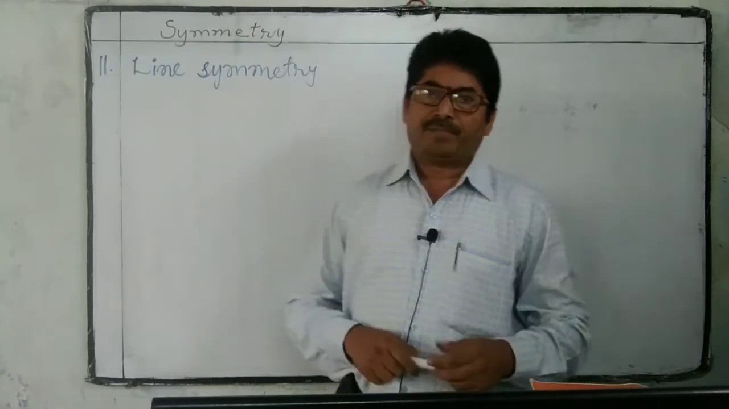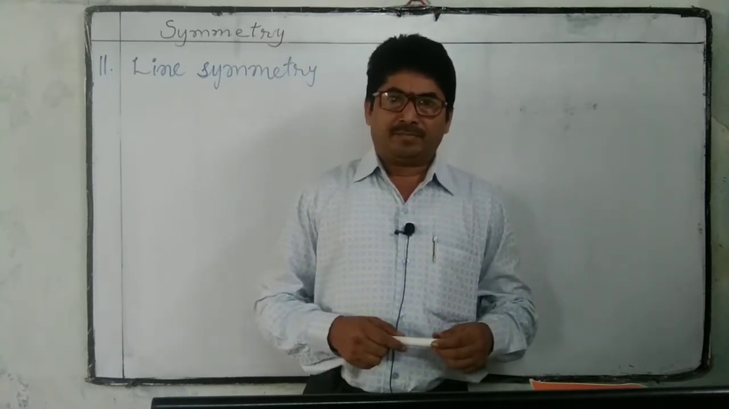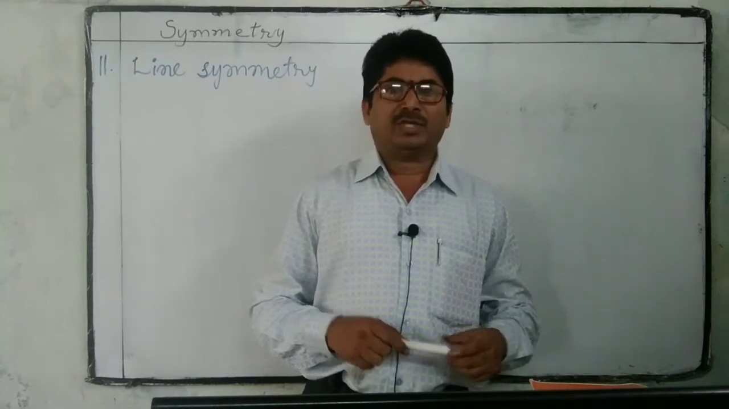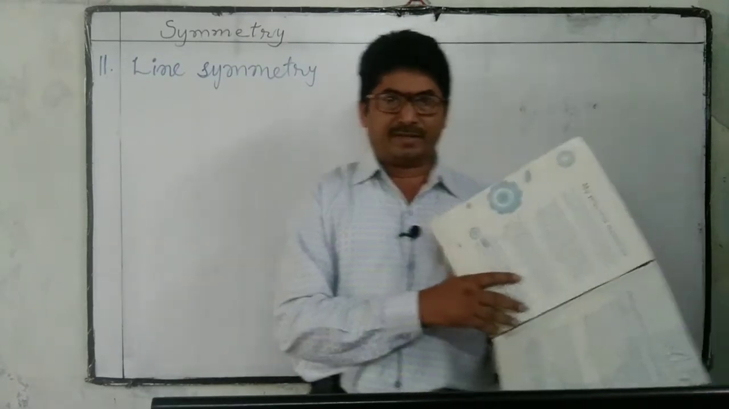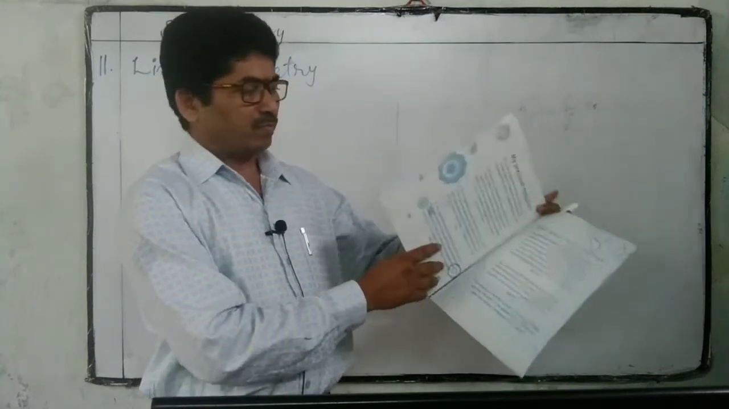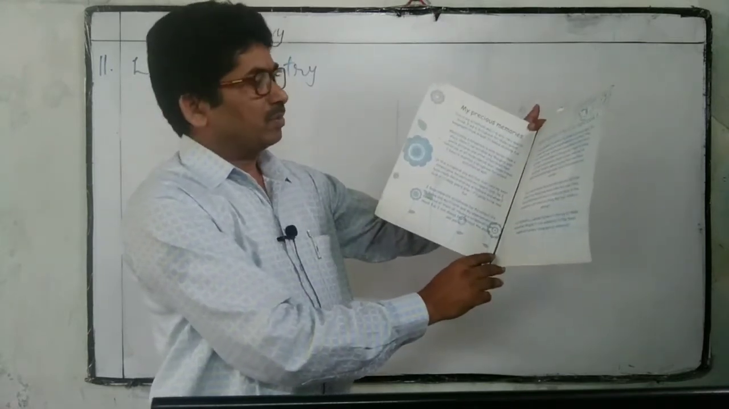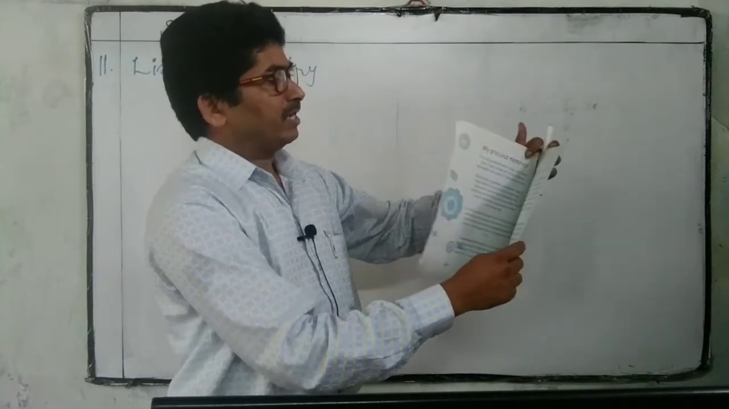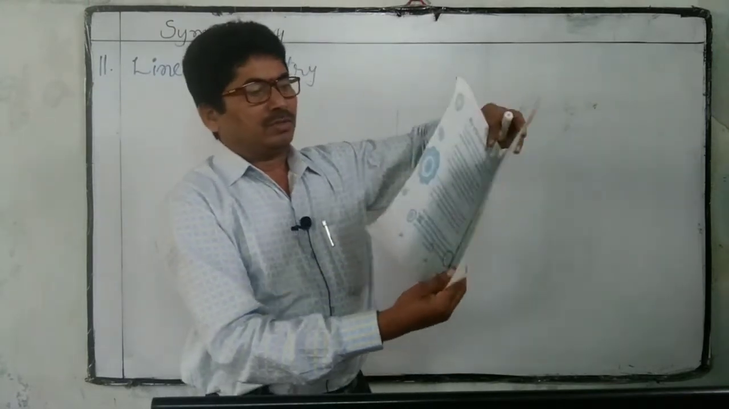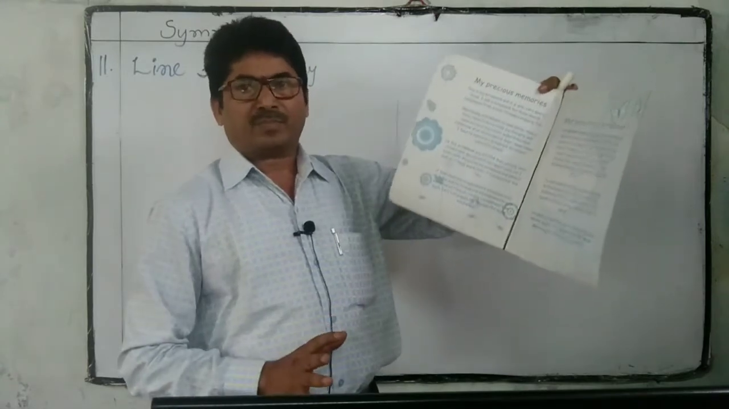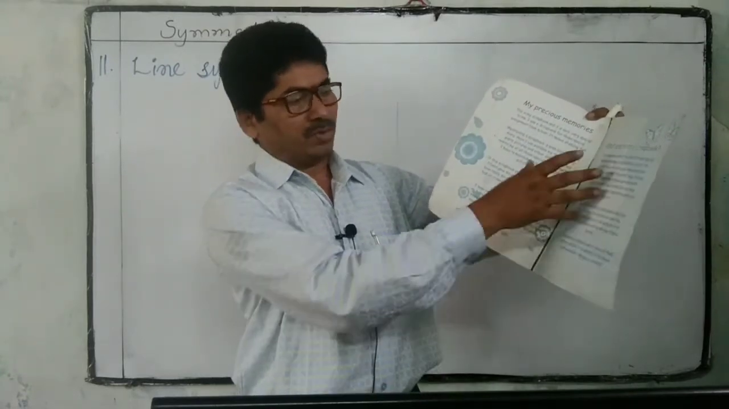Next, line symmetry. What is line symmetry? If the figure is folded along a line and each part coincides with the other part exactly, it is called line symmetry. Let us observe once again this cover of the scrapbook. We are folding along the line. Each part coincides with the other part exactly. So this is an example for line symmetry. This is a line in this symmetric figure.